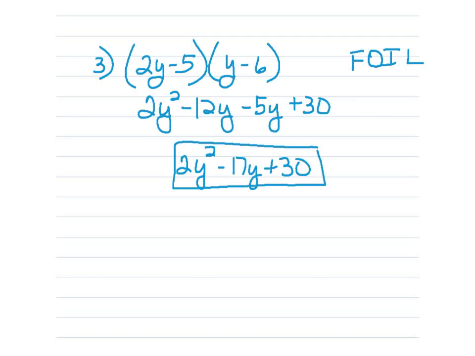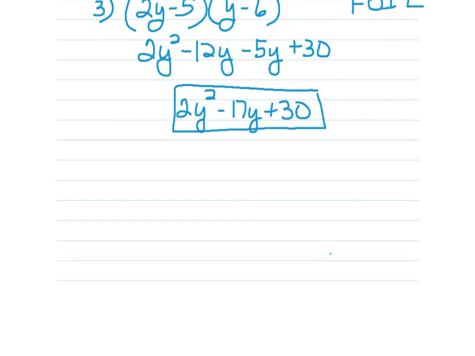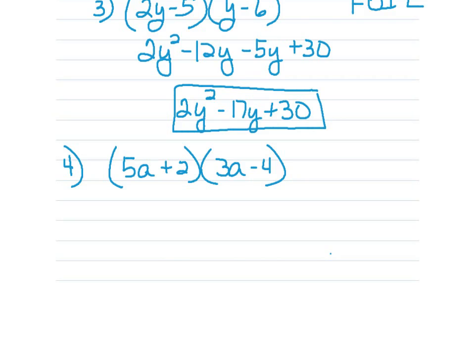Okay. Use the FOIL method to do number 4 on your own. Number 4. 5a plus 2 times 3a minus 4. Hit pause, work this problem out on your own, and then check your answer. The answer is 15a squared minus 14a minus 8.